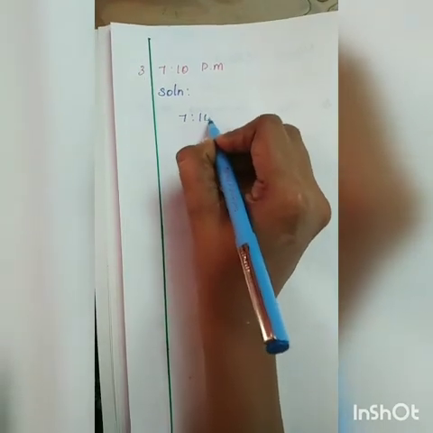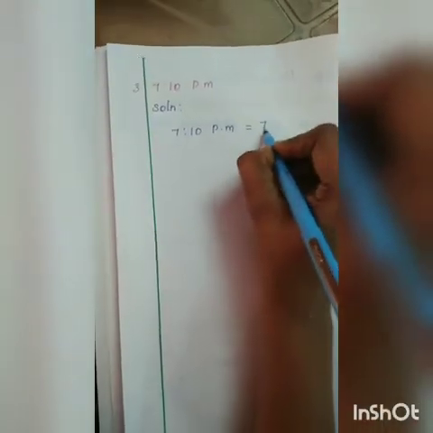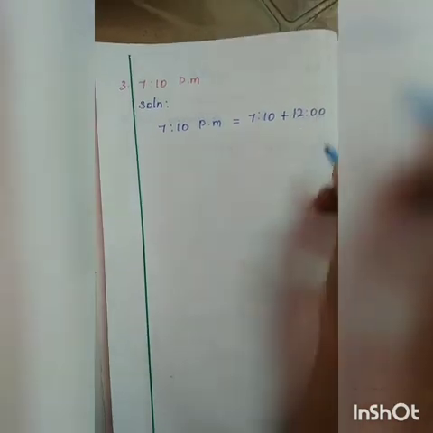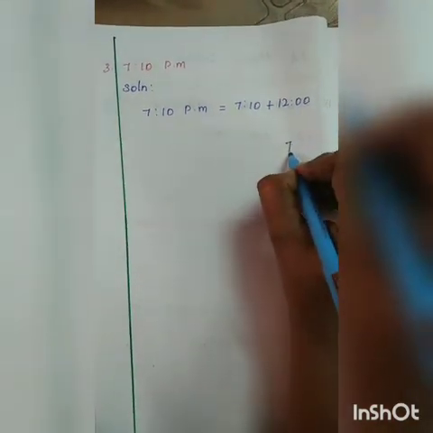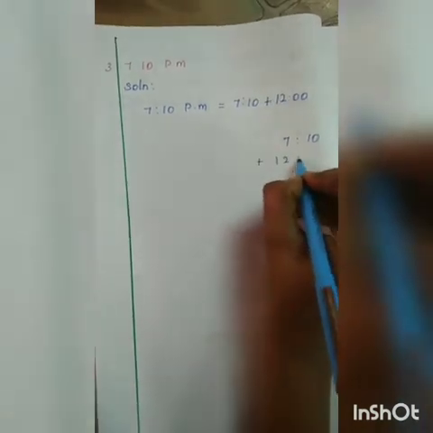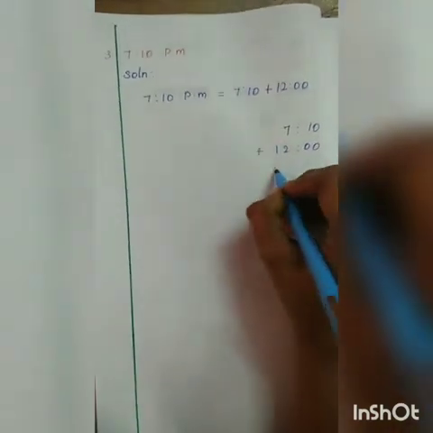7:10 p.m. is equal to... this is a p.m. time, so you add 12. So 7:10 plus 12. First you add the minutes.